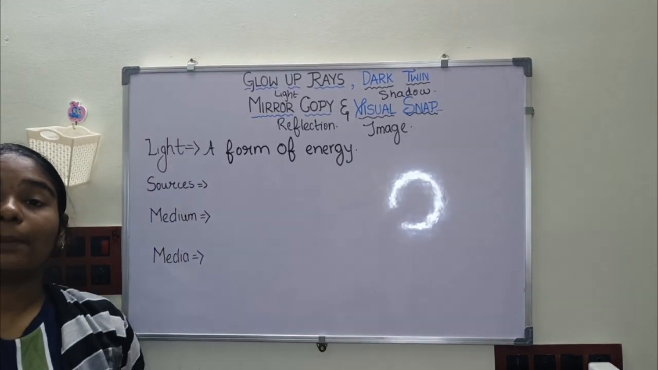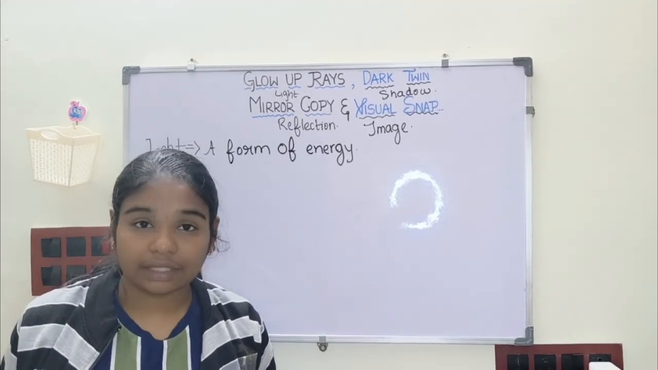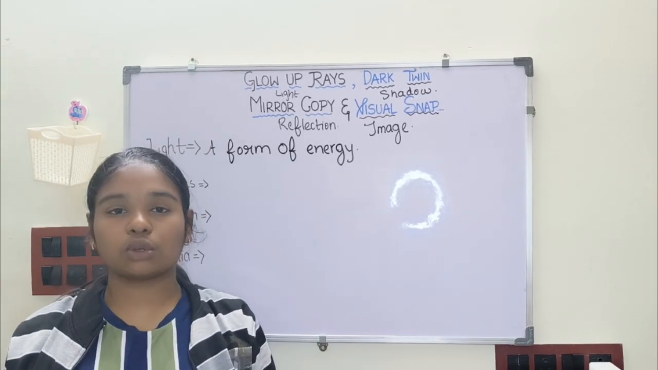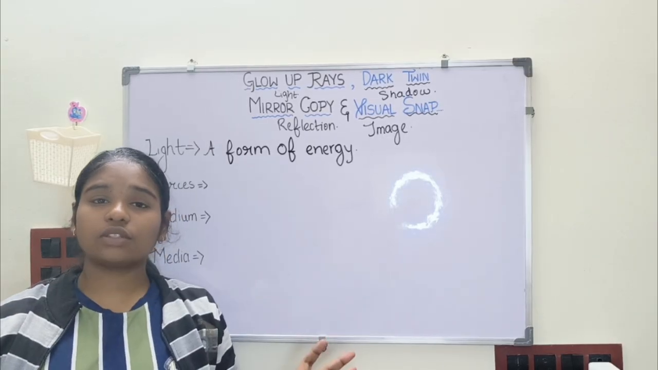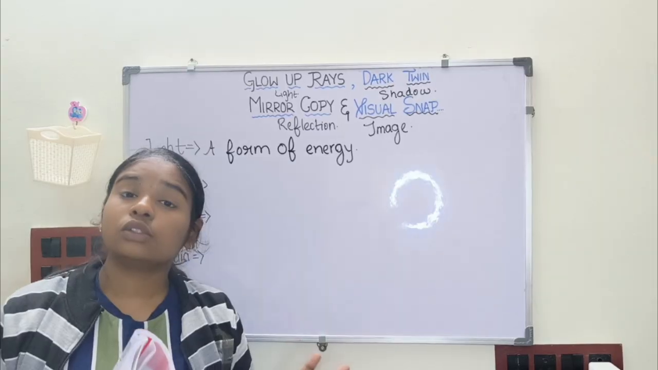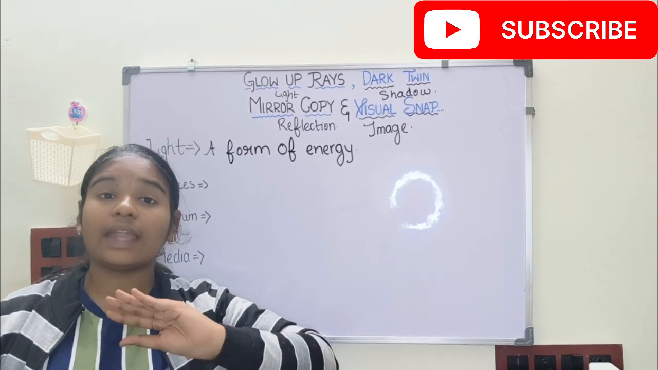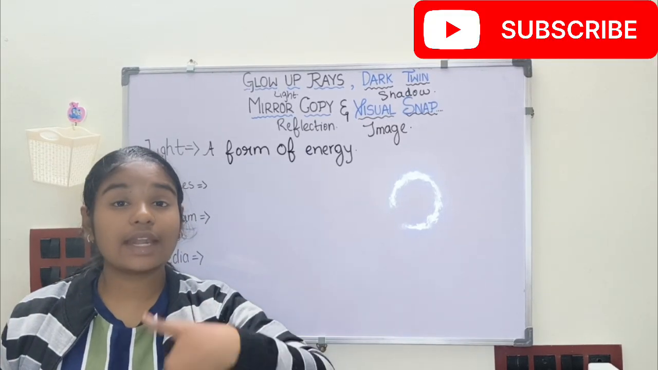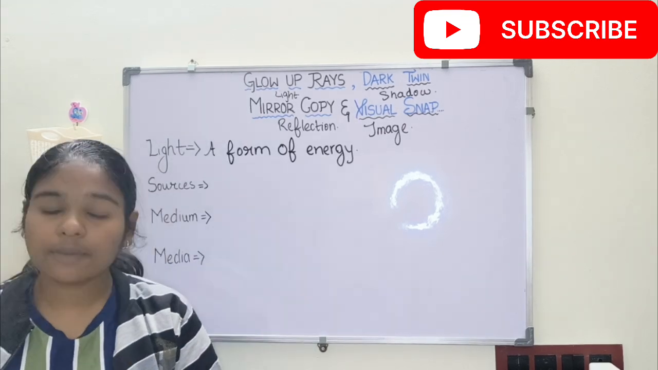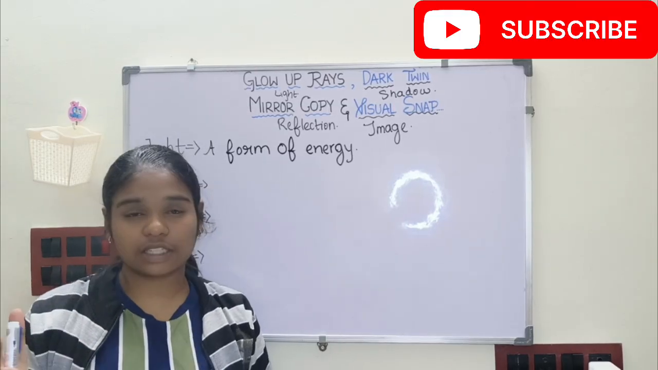Now we are going to learn about sources of light. A body which emits light in all directions is known as a source of light. If someone asks you what is a source of light, you just write that a source of light is an object that emits light in all directions. You can give examples, that is sun, light bulb, etc.